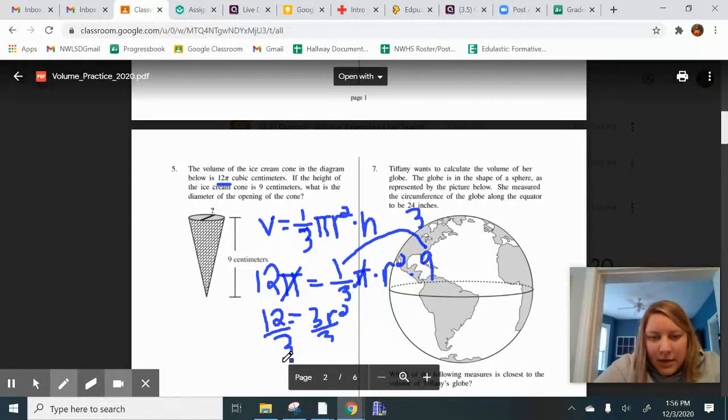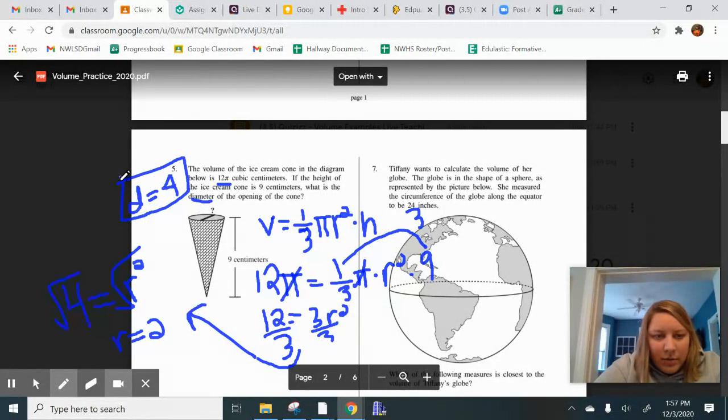And then I have, if I go over here, 12 divided by 3 is 4. 3 divided by 3 is 1, or just 1r squared or r squared. Now you have to get rid of that squared, so you take the square root of both sides. So that means your r is 2, but it's asking for the diameter, so you just have to double that. So the diameter is 4. And that's your answer for number 5.